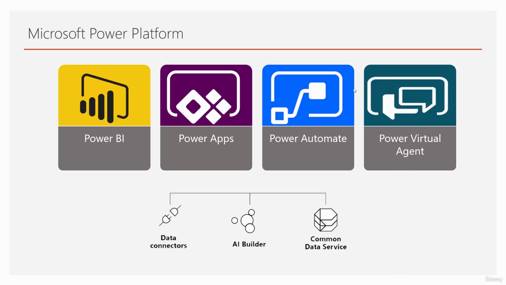All these 4 services on the Power Platform, they rely on 3 core elements. First is the data connector that helps anything connect to anything else. If you want to connect Power Apps to Power Automate, you need data connectors. If you want to connect your Power Automate workflow to any other external services, you need data connectors. AI Builder is basically the mechanism to train the artificial intelligence algorithms and to add more and more complexity to the logic. And Common Data Service is where you store your data.